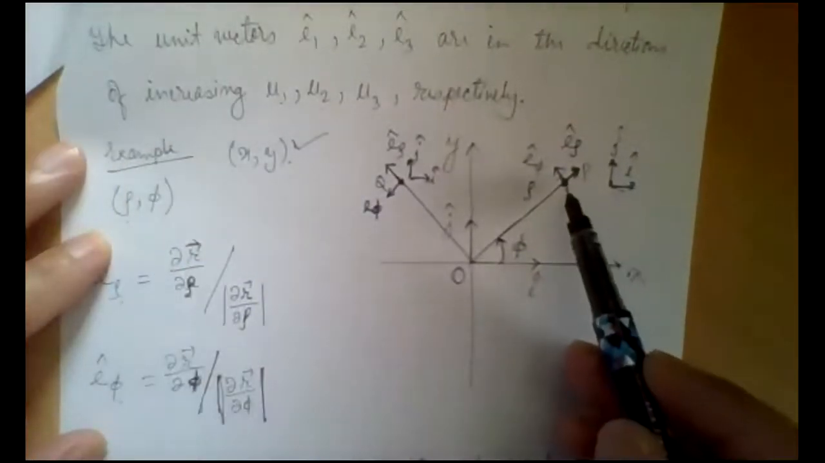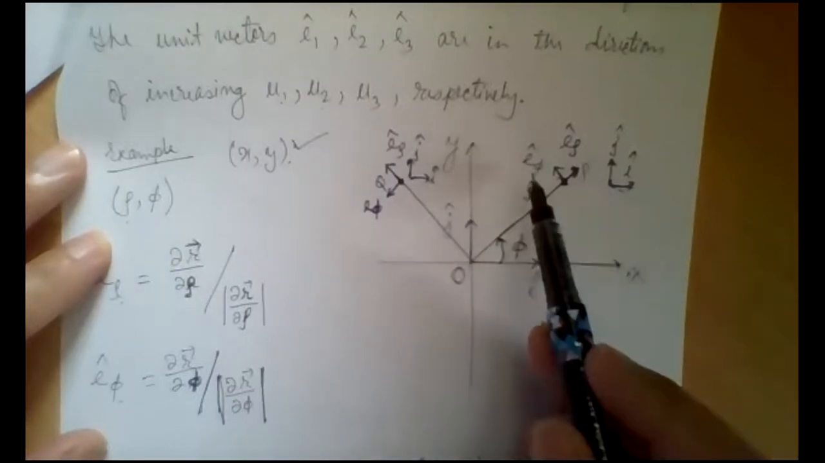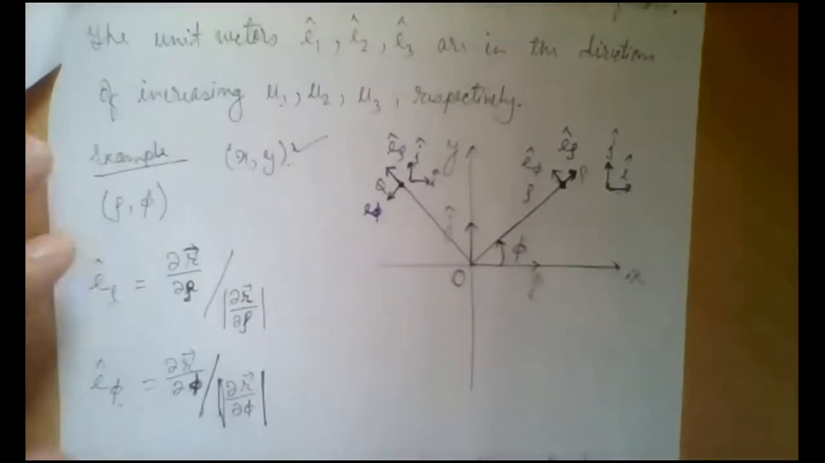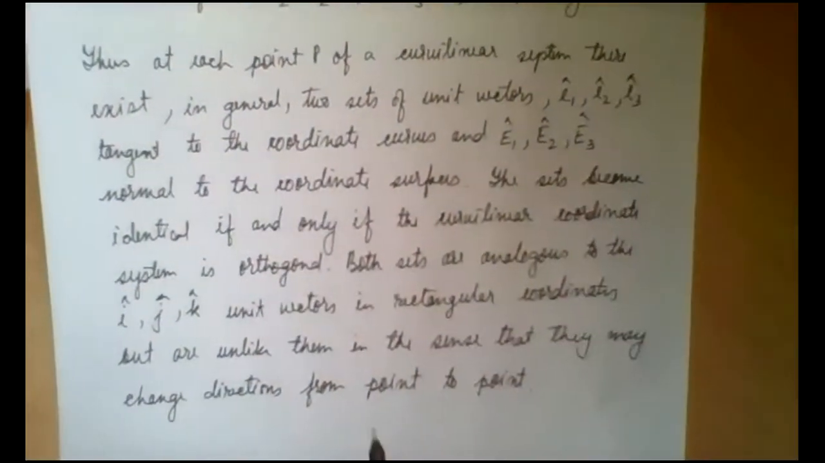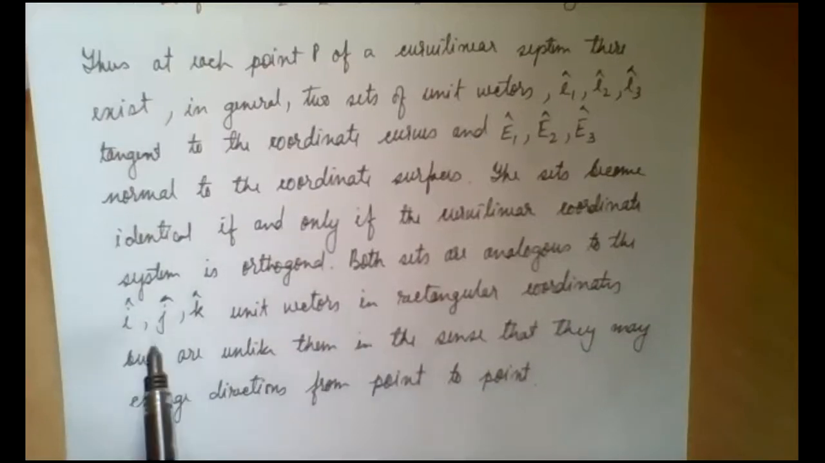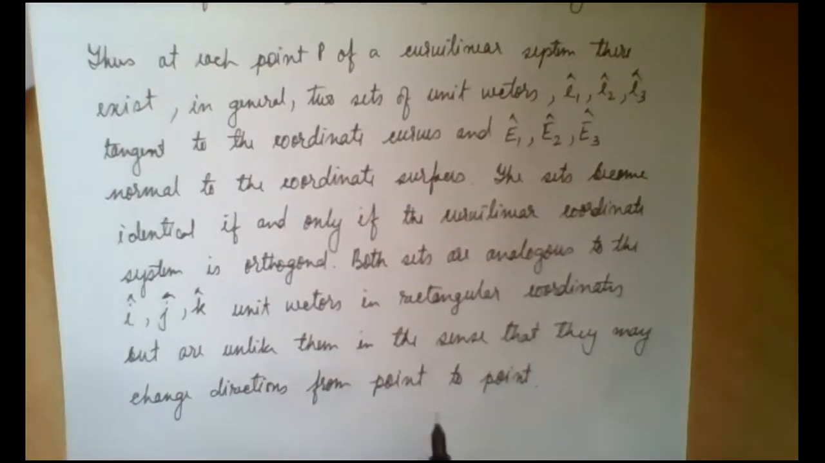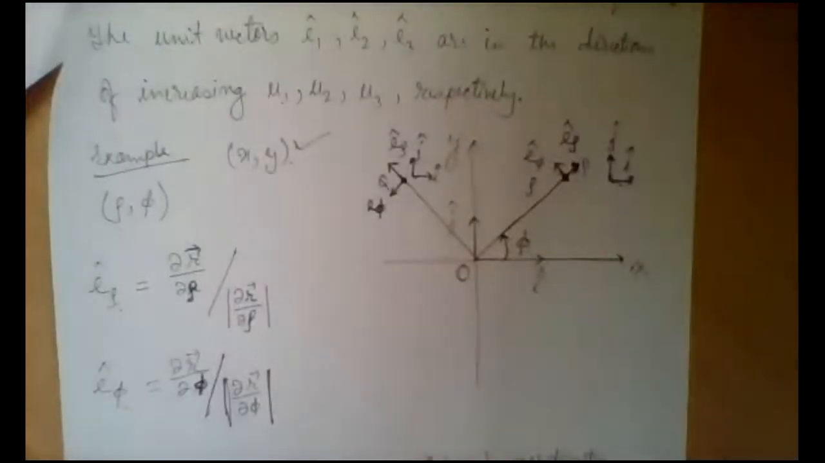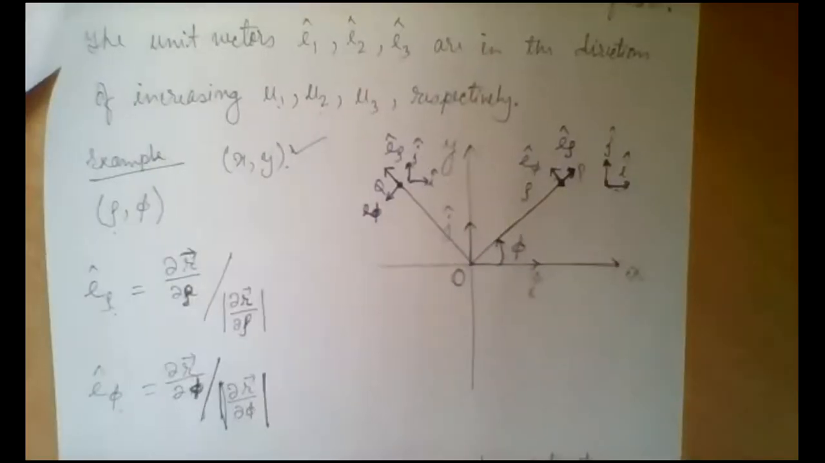We saw that at different points, the directions of e rho hat and e phi hat change. These unit vectors change direction from point to point. Unit vectors i cap, j cap, k cap in Cartesian coordinates are analogous, but these unit vectors may change directions from point to point, the way we saw in the example in polar coordinates last time.